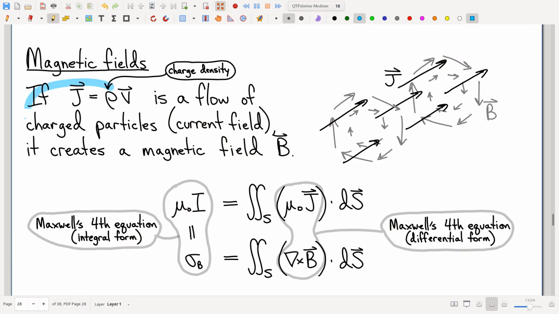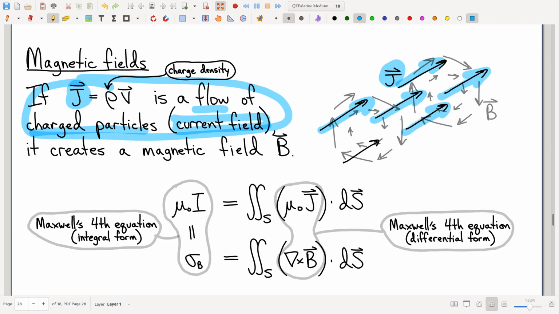When you have a flow of charged particles, we call this a current field. And we use very often the letter J to represent a current field, a flow of charged particles. The reality is that makes a magnetic field. Nobody knows why. This is empirical. Somebody noticed, wow, check it out. Current makes a magnetic field. It just is. This is what we've observed. The magnetic field will do kind of like this. And we use the letter B very often to represent that magnetic field.